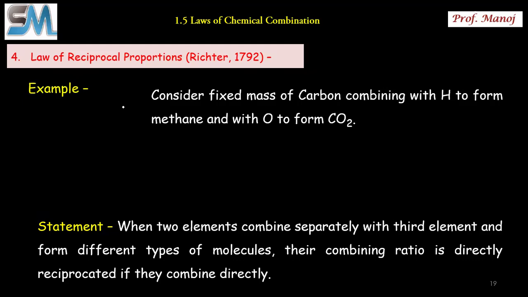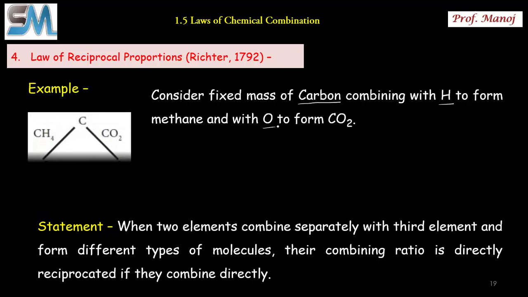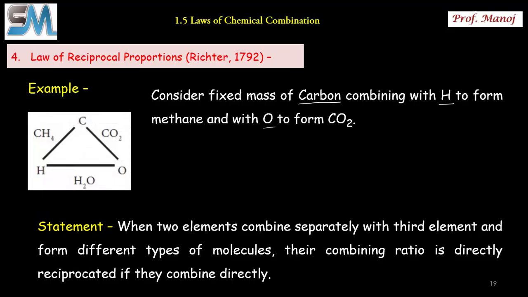Consider we have three elements here, that is carbon, hydrogen, and oxygen. When they are combining, this is the way they may form. Carbon with hydrogen forms methane. Carbon with oxygen forms CO2. And hydrogen with oxygen forms H2O. You know what are their masses here? If you take methane, carbon 12, hydrogen 4, so that is going to be 3:1.